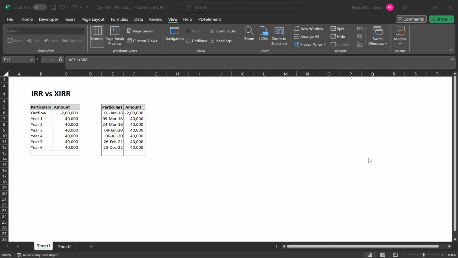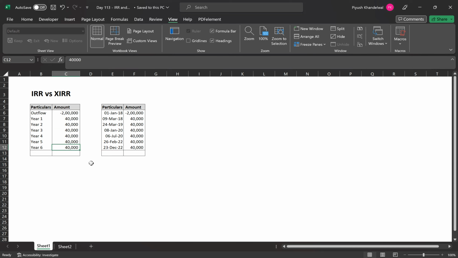Hi guys, good evening. So today we will learn to calculate IRR and XIRR and we will understand a little bit of concept also. So see this example. In one particular project, you have invested around 2 lakh rupees. And then you are getting the inflows at the end of year 1, year 2, year 3, 40,000 rupees consistent inflows you are getting in this project, right?